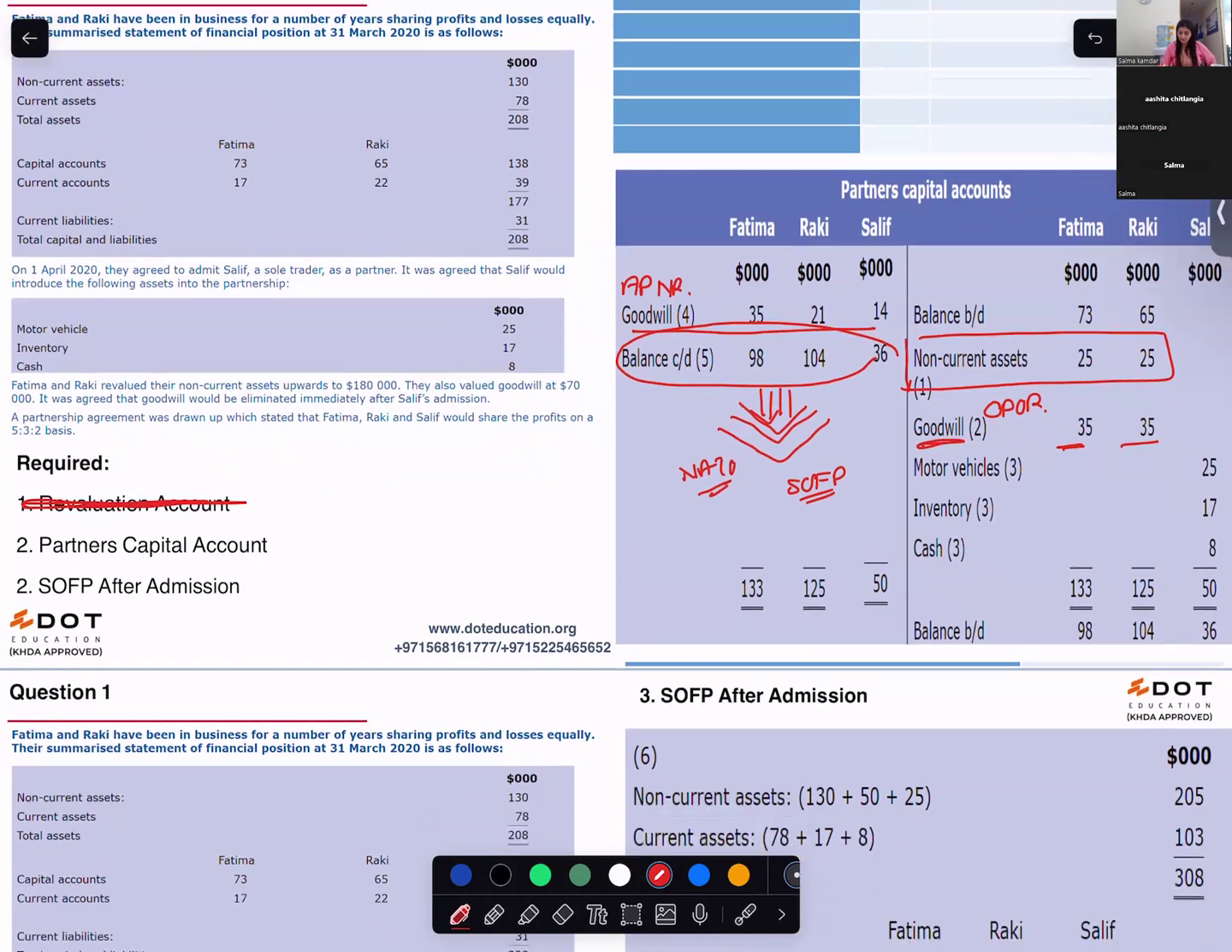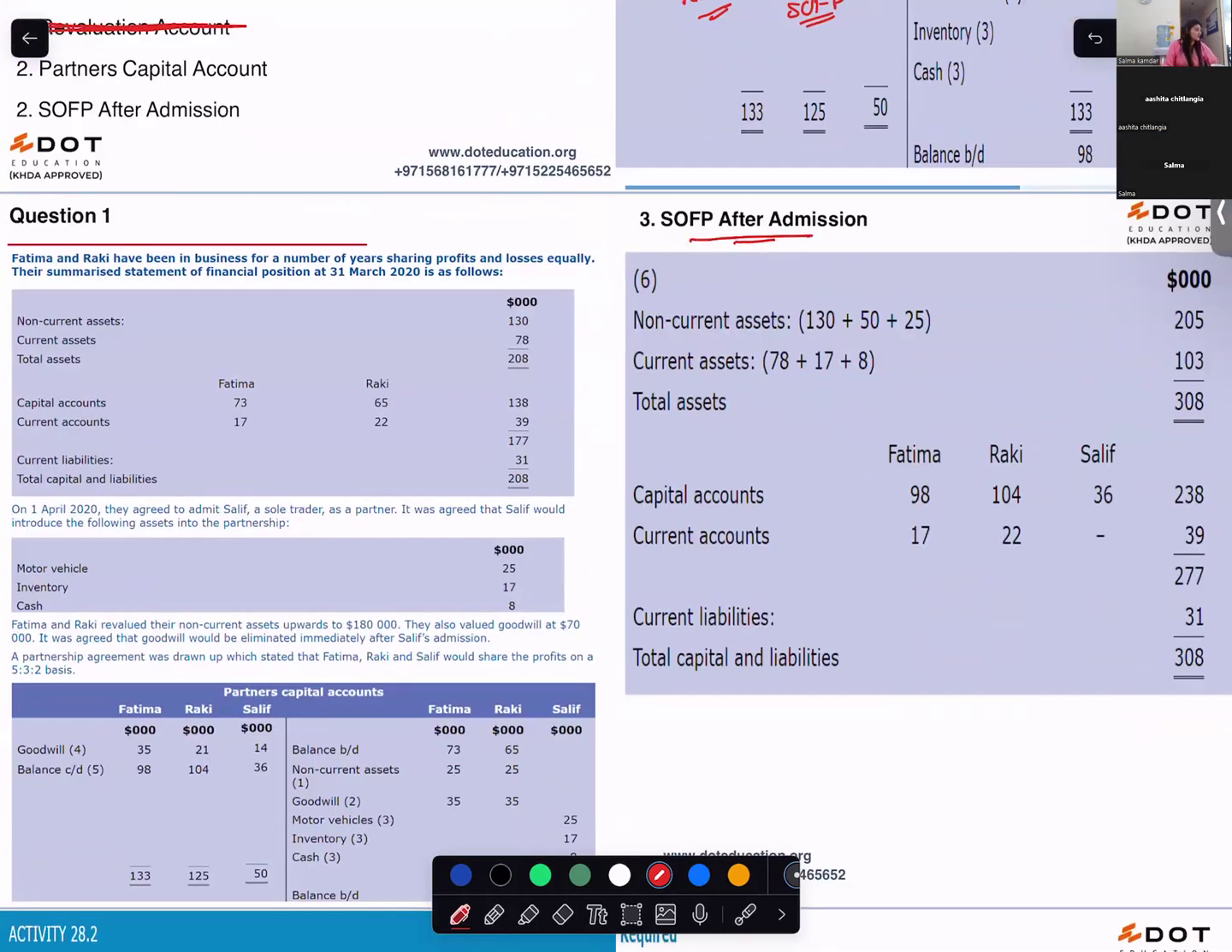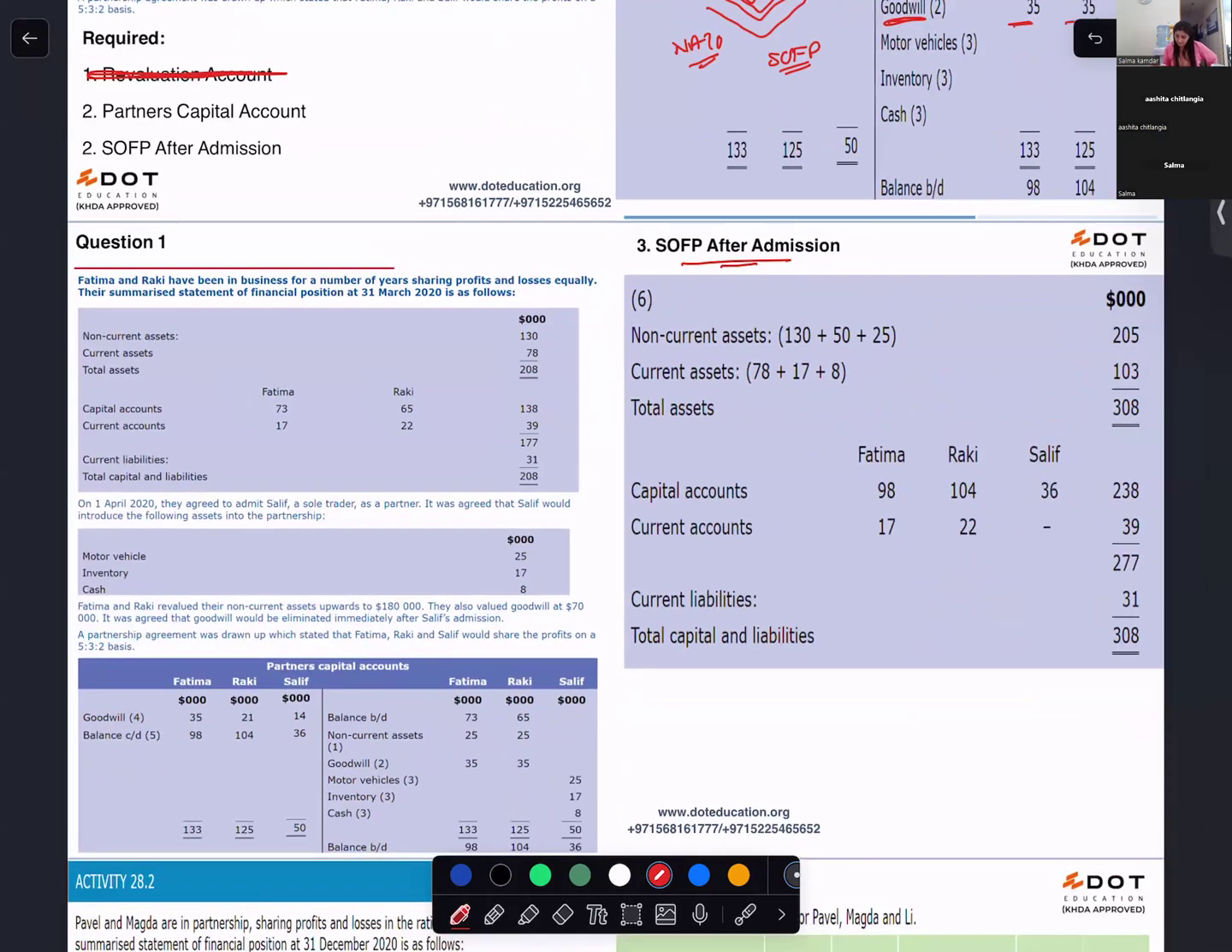Then you immediately have to make a statement of financial position after admission. How will you make it? Only the non-current assets will be the new ones that we valued. 130 was the value; you have revalued it upwards. So 130 plus 50, plus 25, the motor vehicle, and 17.